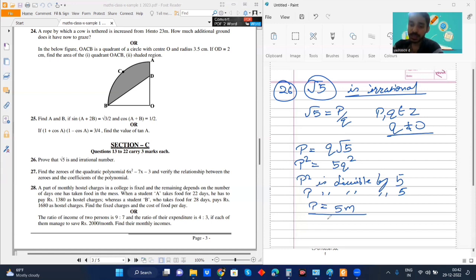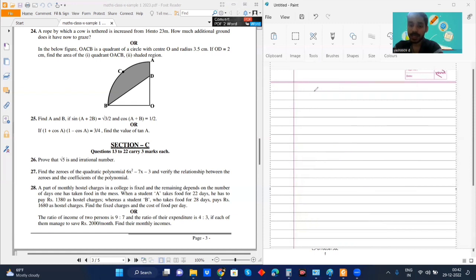Now, if I square both sides, I will get p square equals 25m square. But we have p square equal to 5q square as well from the earlier equation. Therefore, I can write 5q square is equal to 25m square. Hence, q square is equal to 5m square.